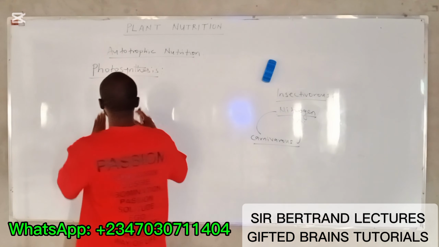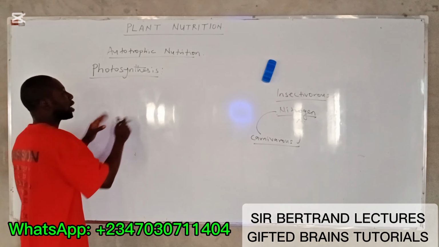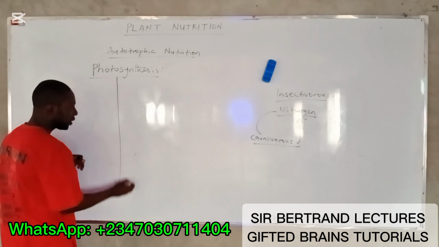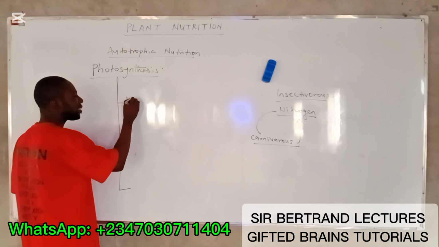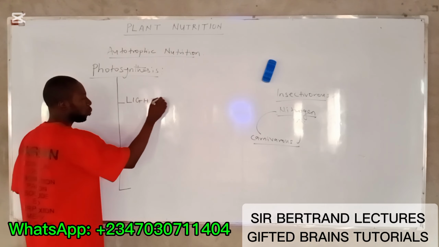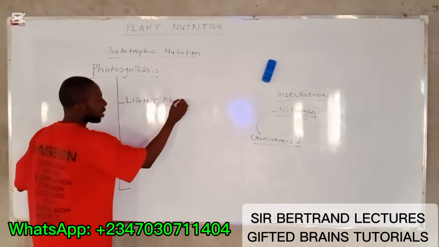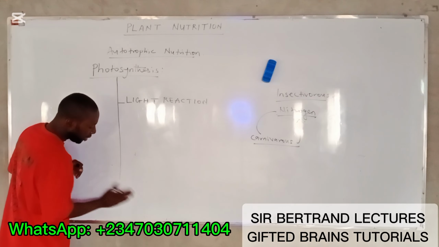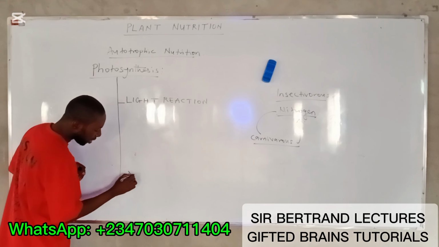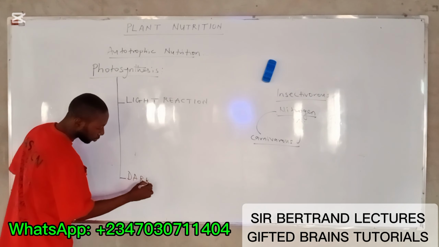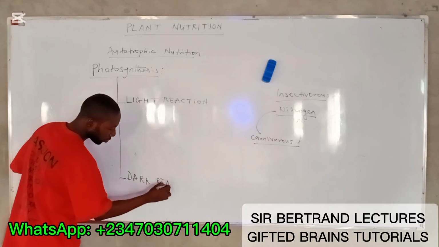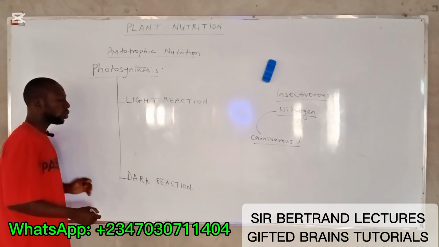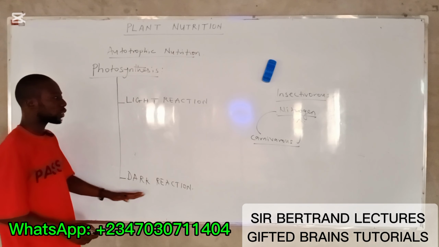Now, I told you it is a series of stepwise reactions. We have two important reactions here in photosynthesis. One is the light reaction. Secondly is the dark reaction. We have the light reaction, we have the dark reaction.